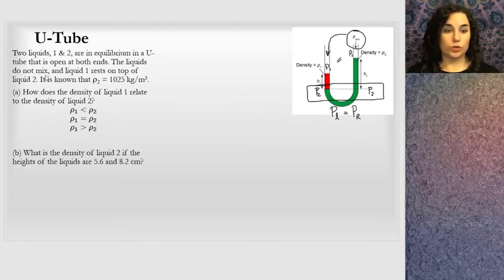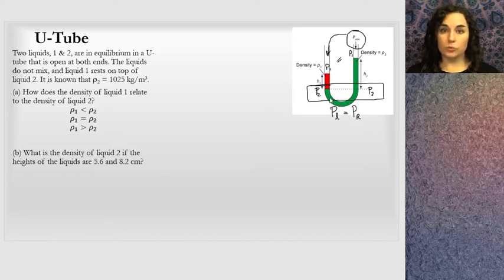It says the liquids do not mix, so maybe oil and water sort of situation, and liquid 1 rests on top of liquid 2. It is known that the density of liquid 2 is 1025 kilograms per meter cubed. This looks like salt water. Okay, so we have some salt water here, and then we have some liquid sitting on top. The first question asks, and there's some options here, how does the density of liquid 1 relate to the density of liquid 2?